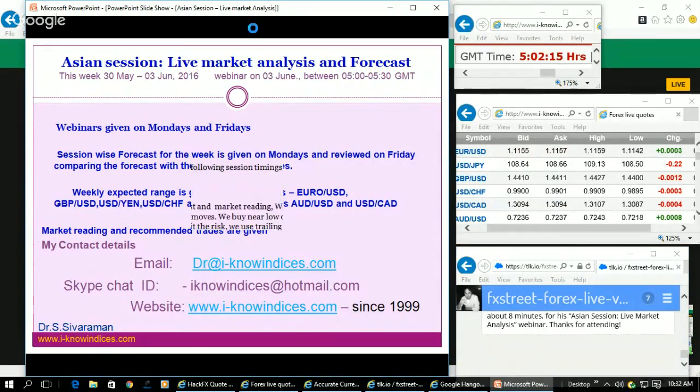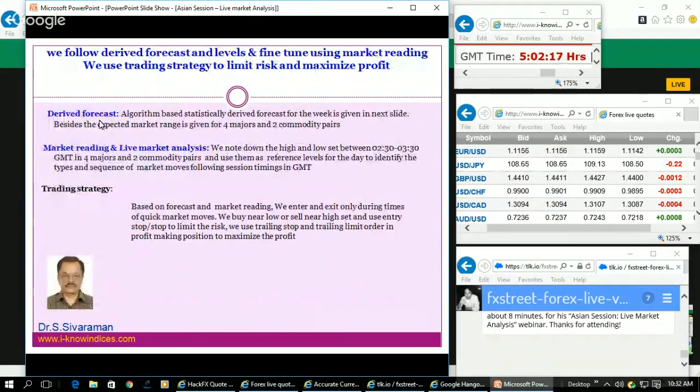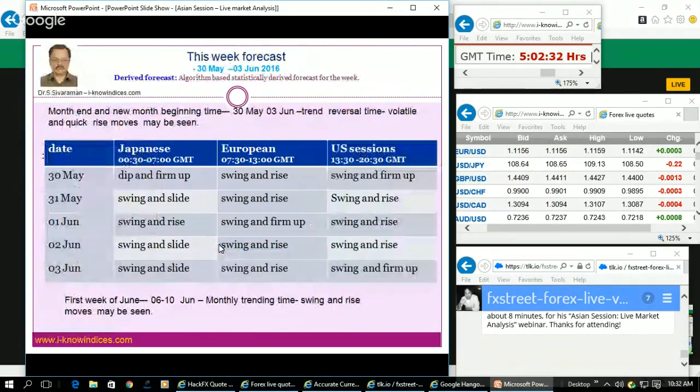Let me go to the components, namely the derived forecast. The market reading will be pertinent to the forecast and fine-tuning of the forecast. Then the trading strategy is for the event that the market goes against our expectations. What are the steps we take so that we don't do crisis management? Instead, we have a contingency plan all the time.